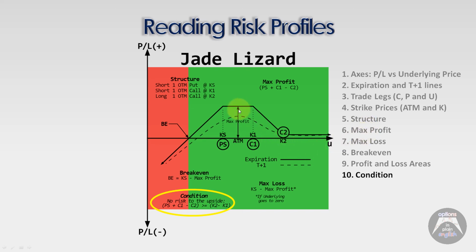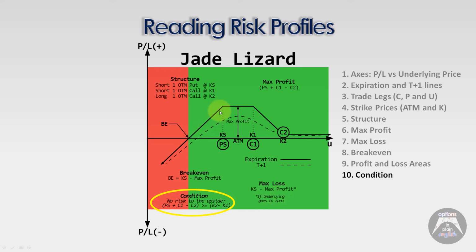Max profit is this. This is the formula. What you got for the put plus what you got for the call minus what you paid for the call that you bought. So PS plus C1 minus C2. And also you can see it right here. Max loss would be this strike price, KS, minus the max profit, which was the initial credit. And the max loss is going to happen if the underlying goes to zero.